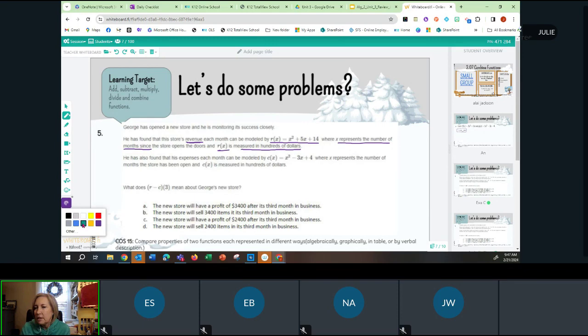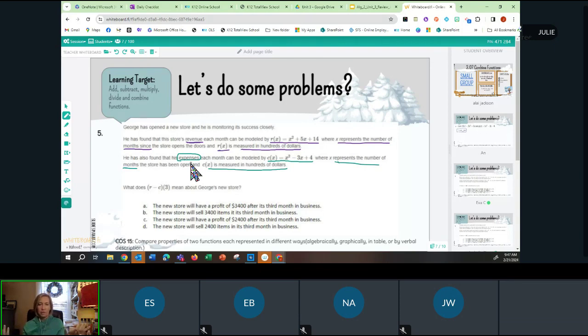It says that George has also found that his expenses each month can be modeled by the equation C of X equals X squared minus 3X plus 4, where X represents the number of months and C of X is measured in hundreds of dollars. So if we want to go in business, we do have to think about our expenses. We have to keep those expenses down as much as we can, because what's the goal if we have a business?